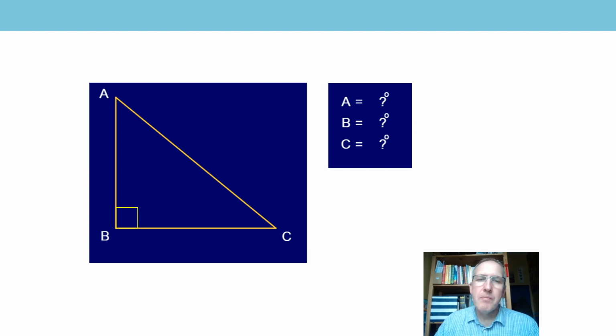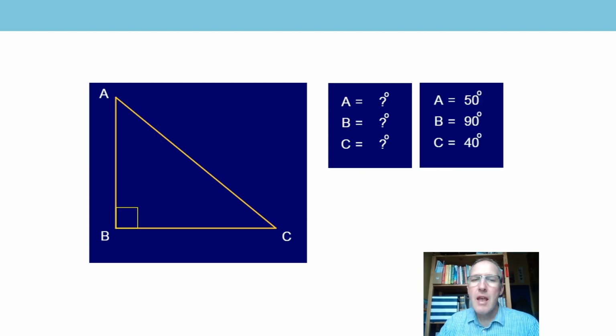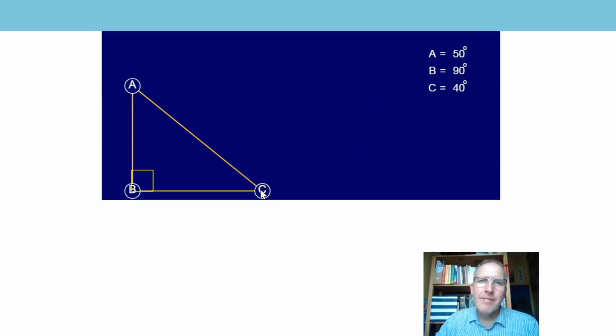What did you decide? They're quite close together, aren't they? They're not the same, but they're quite close. Did you decide on this? A is a little bit bigger than angle C. A is 50 degrees and C is 40 degrees. Well done if you were close to those. Watch as I play this video. What stays the same and what changes?